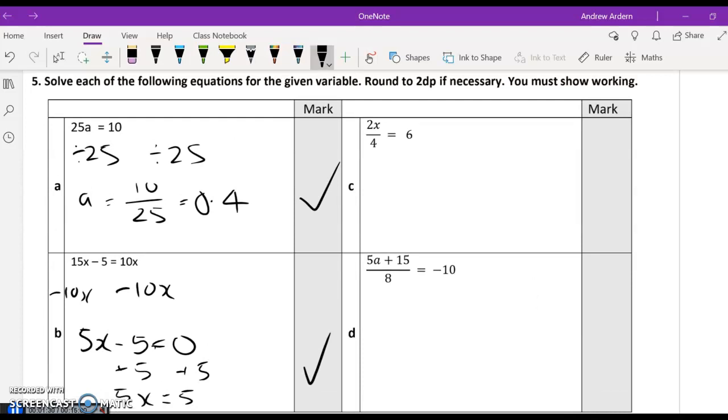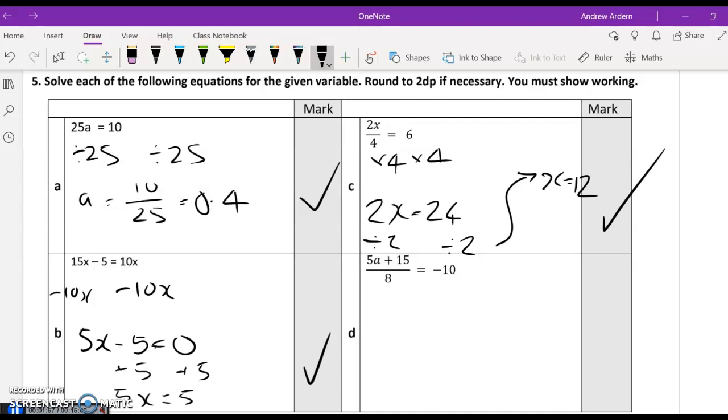Letter C. First step is to multiply by 4, multiply by 4 both sides. And then divide by 2, both sides. X equals 12.